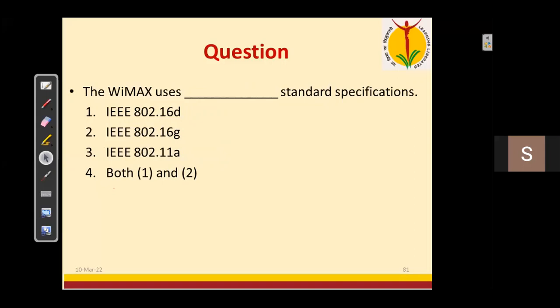Okay, what standard specification does WiMAX use? 802.16b, 802.16g, 802.11a, both 1 and 2. The answer is both 1 and 2.